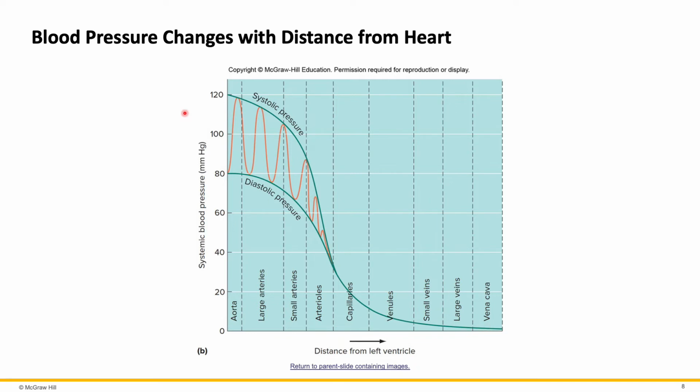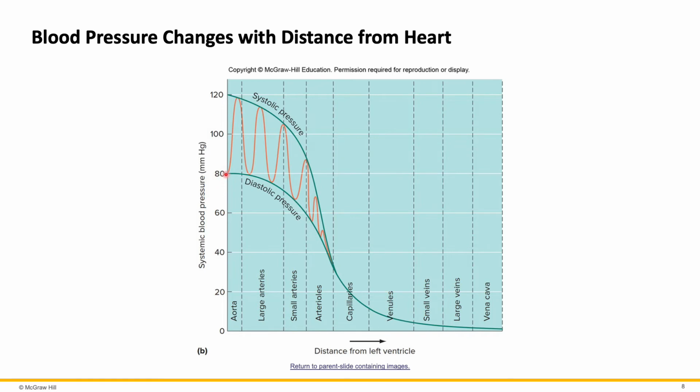Okay. Also, you need to know that there are two types of pressure. We have systolic blood pressure and diastolic blood pressure, and that refers to the activity of the heart. When the heart contracts, obviously the pressure builds up, and that is called the systolic pressure. And when the heart relaxes, the pressure goes down, and that is called diastolic pressure.